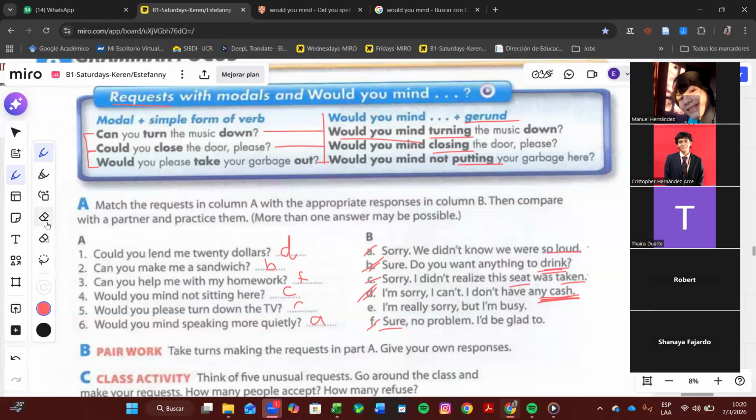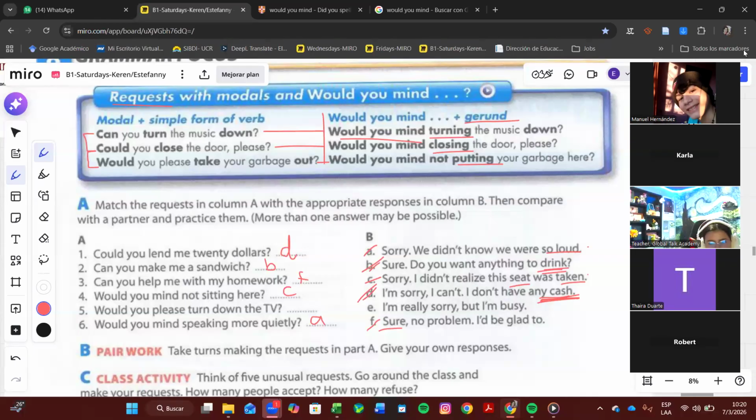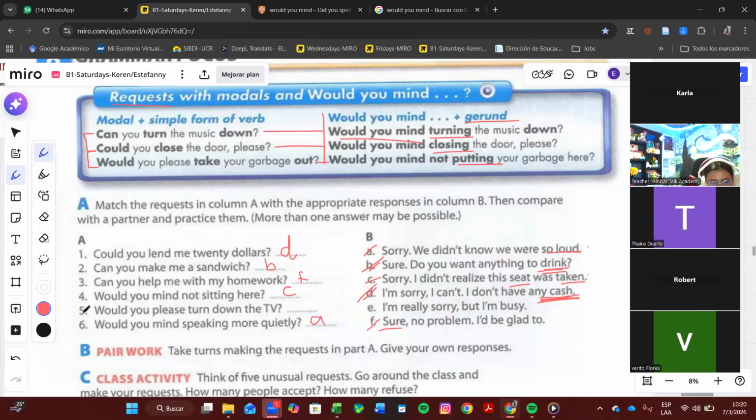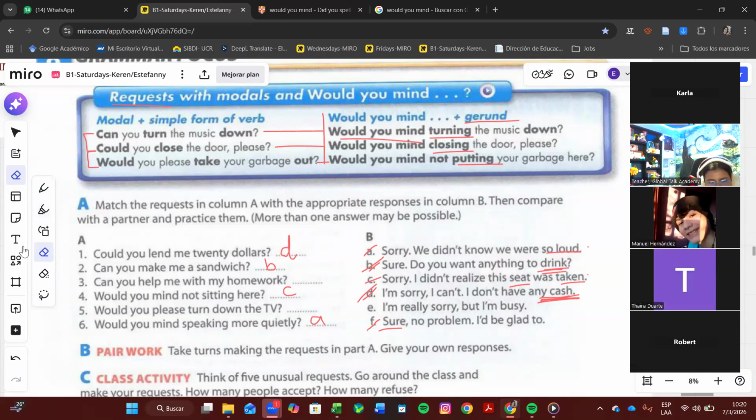So what about that one? Five. I'm really sorry, but I'm busy. Hmm. So here we have a problem, right? Manuel. Teacher, the E can be with three. Can you help me with my homework with the E? Right. So E goes here, right? I'm really sorry, but I'm busy. That makes a lot of sense.